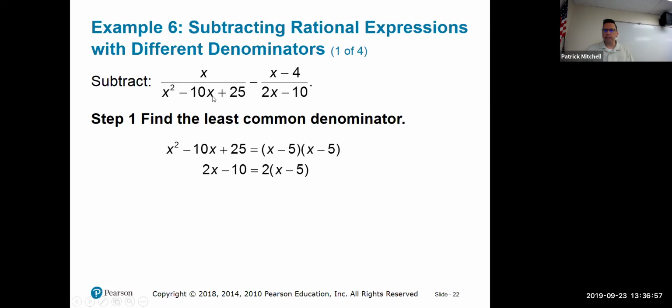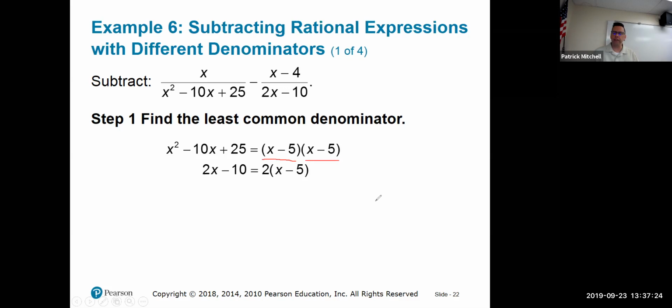X squared minus 10x plus 25 factors into x minus 5 times x minus 5. 2x minus 10 factors into 2 times x minus 5. Okay. So the way that they explain finding the LCD is you look at your first denominator and grab all the factors that appear in the first denominator. So I'm going to grab both of the x minus 5s.